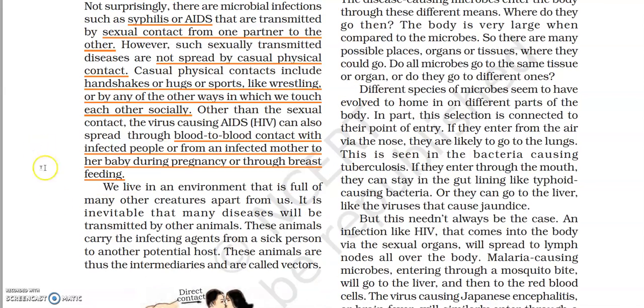All right. Naturally, because the mother is carrying the baby in her womb, right? So that's why. Now, see, we live in an environment that's full of many creatures apart from us. So this is another way. This is called vectors, okay? There are some creatures that can spread many diseases. Many diseases can be transmitted by animals also.